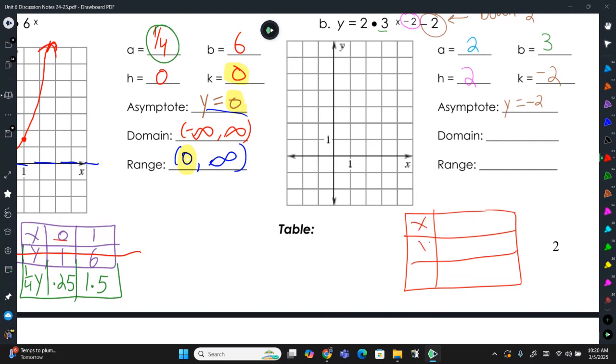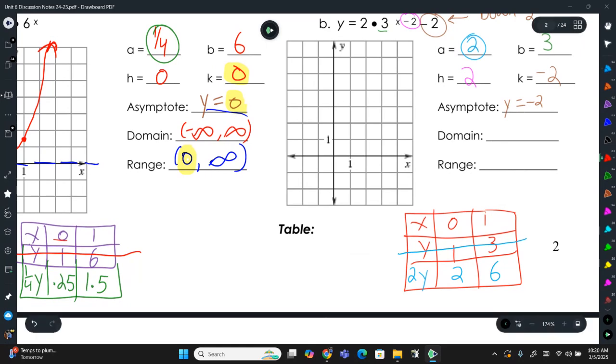We have x, y, 0, 1, and 1 comma b, which is 3. Now we're going to multiply everything by our a value of 2, so 2y. 1 times 2 is 2. 3 times 2 is 6. Cross that out. Now drawing our asymptote at y equals negative 2. So that is our asymptote.